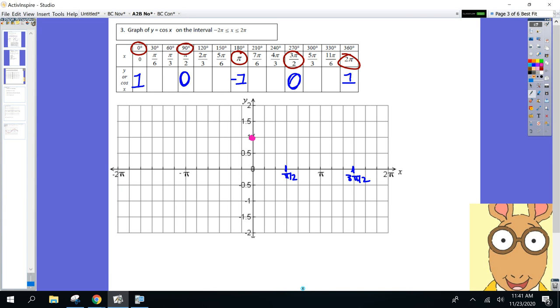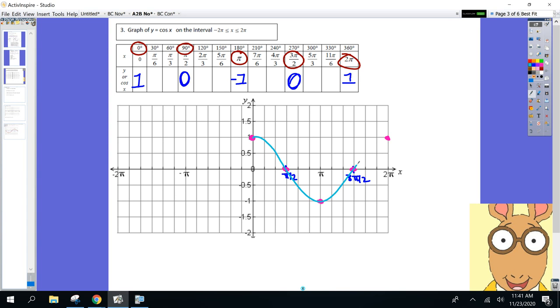And then it goes to where at pi over 2? 0. At pi? -1. Then back to 0, and then we finish it at 1. So it looks a little different, doesn't it? Looks a little different. I guess you could say that.